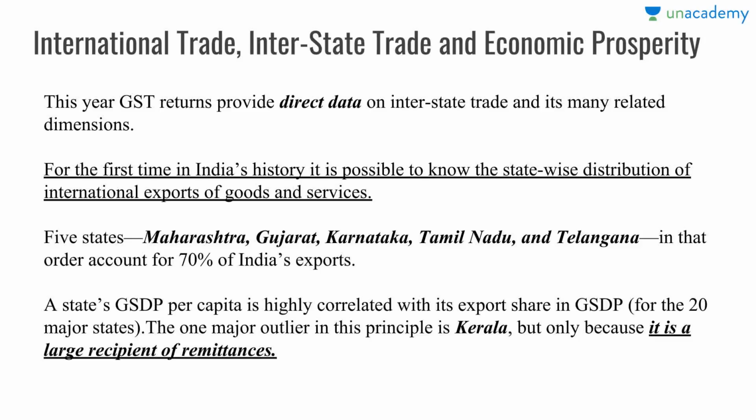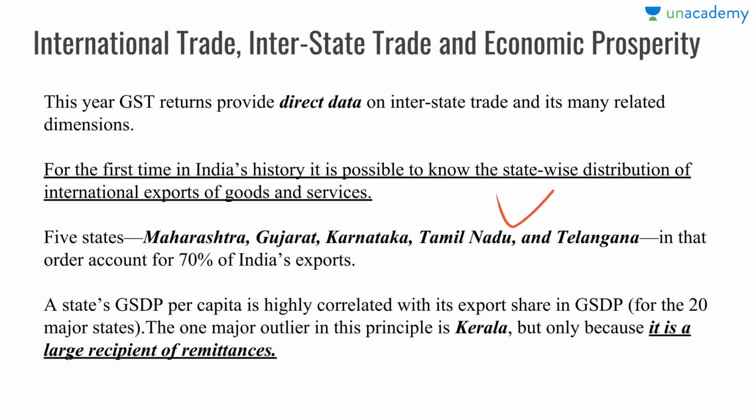Now let us talk about international trade, interstate trade and economic prosperity. This year GST has provided direct data on interstate trade. So for the first time in our history, it is possible to know the state-wise distribution of international exports of goods and services, which was not there earlier, and it is largely thanks to GST. So 5 states, Maharashtra, Gujarat, Karnataka, Tamil Nadu, Telangana, account for 70% of India's exports. This is the order. 70% of India's exports.